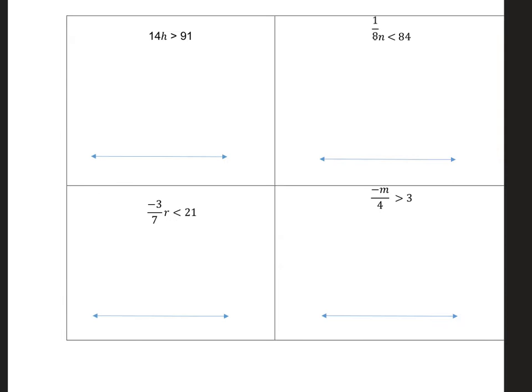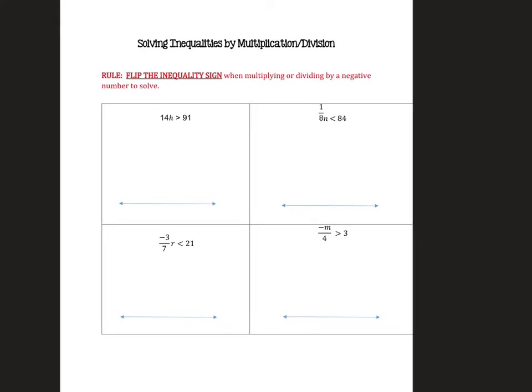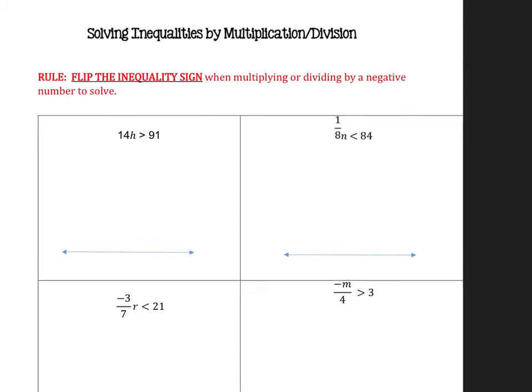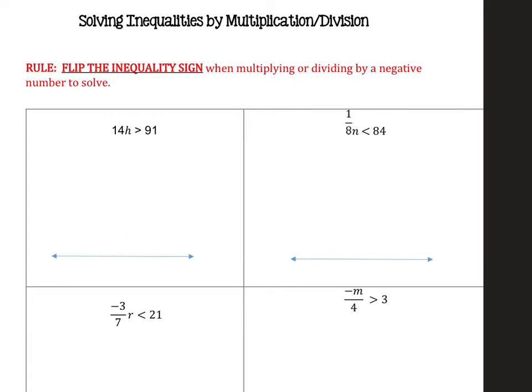So the other thing that we need to talk about are inequalities where to solve them you have to multiply or divide. And this is the one weird thing about solving inequalities. If we multiply or divide by a negative number, we have to flip the inequality symbol.